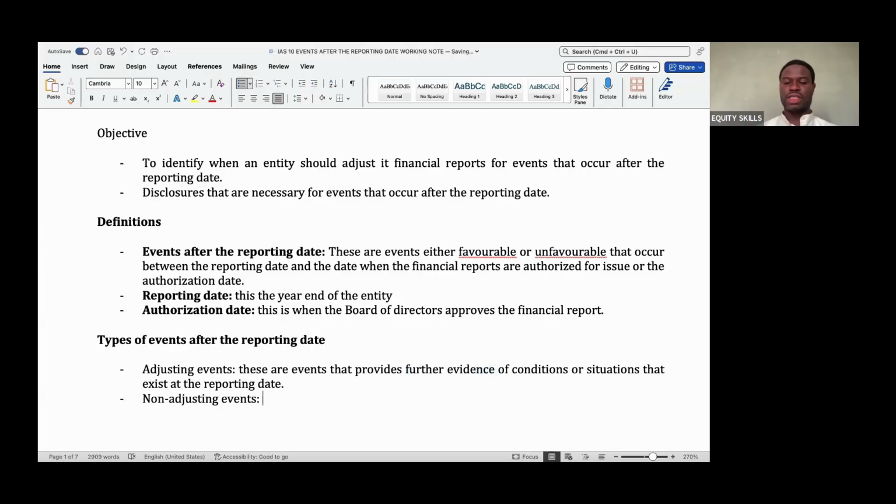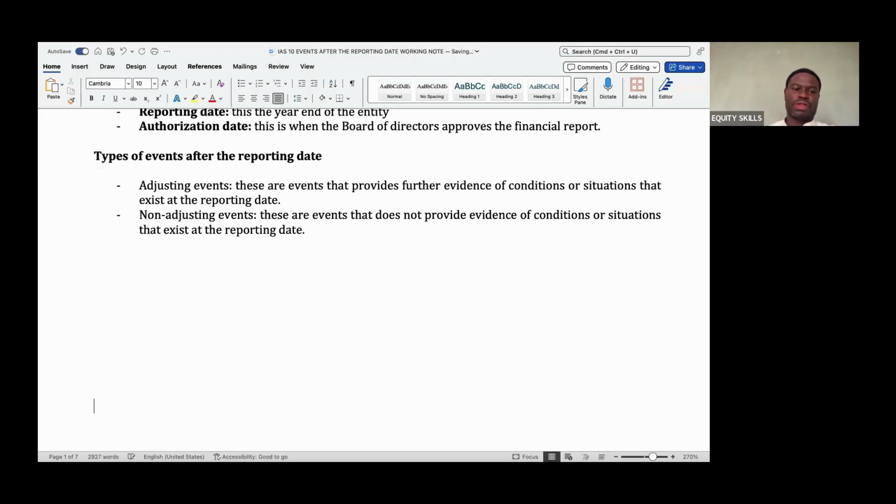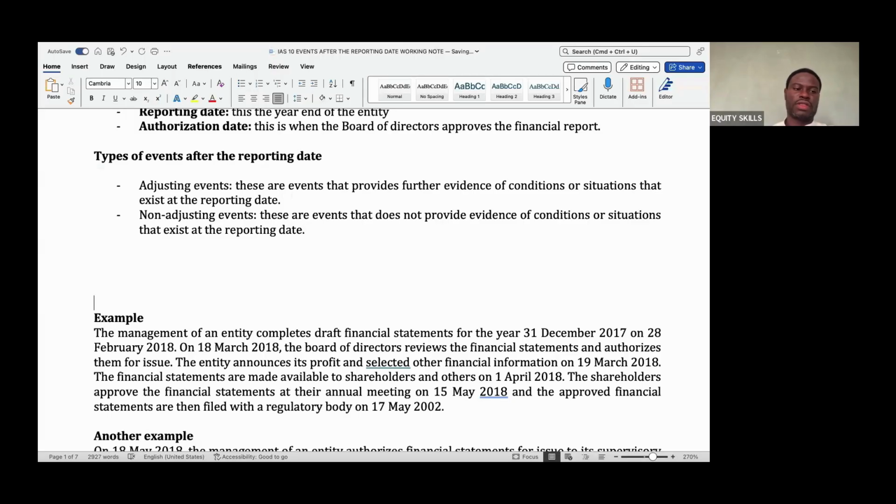While non-adjusting events are just the opposite of this. These are events that do not provide evidence of conditions or situations that exist at the reporting date. Now let's look at some examples to strengthen our understanding.